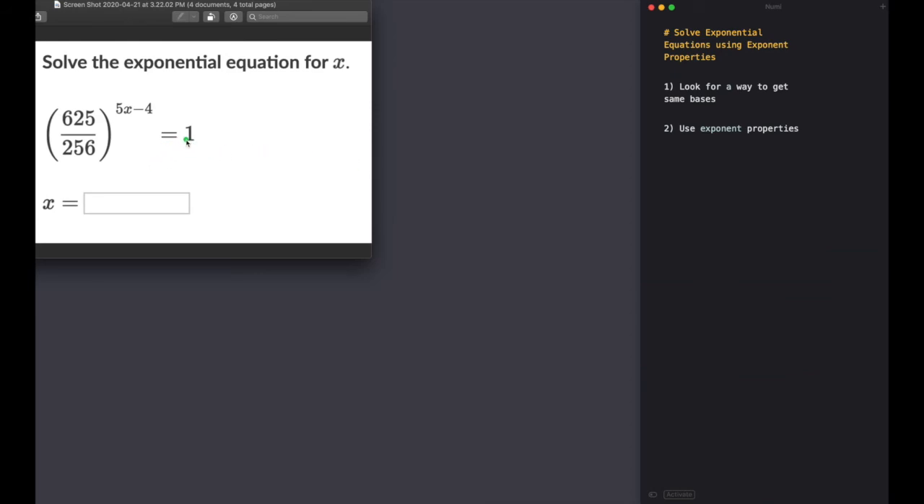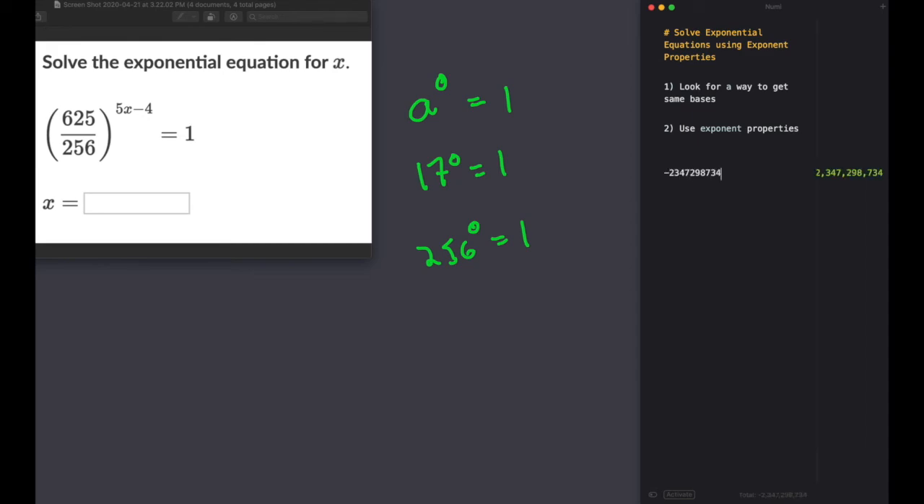When this happens, you have to know that any number raised to the 0 power equals 1. So if I have 17 to the 0 power, that equals 1. If I have 256 to the 0th power, that equals 1. If I have negative blah, blah, blah raised to the 0th power, that's going to give me 1, right? If I put 0 to the 0th power, that's going to give me 1 by most people's definitions.